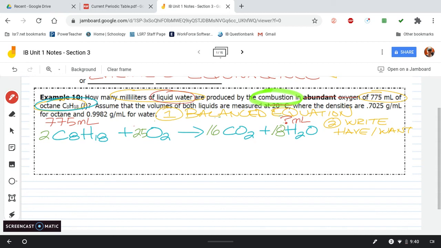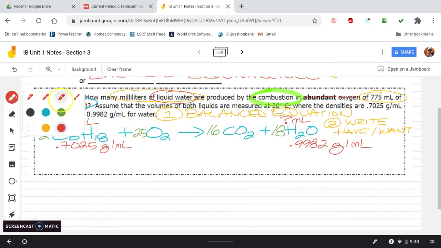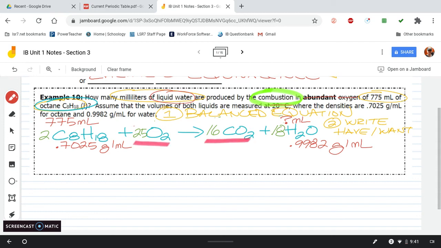And I'm going to have to put that down here because I've run out of space. So 0.7025, and that's a density. And then 0.9982 for the water, and that's also a density. Okay, now here's the thing. Two of these chemicals are not being used. And so this chemical, carbon dioxide, and this chemical, oxygen, are not being used.